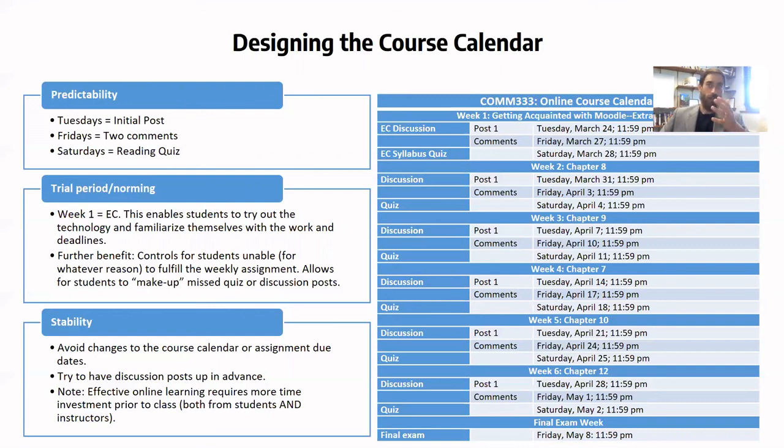And so that's what this slide tries to show. It provides an example of how I tried to take these new online assignments and adapt them into this new course calendar here. And so with these new assignments in mind, I made sure I created consistent and predictable deadlines. In this case, each week, students have 3 tasks. Every Tuesday by midnight, they had to post their initial analysis of the case study. By Friday, they had to have posted by midnight at least 2 comments on other students' posts. And on Saturdays, by midnight, complete an online reading quiz.